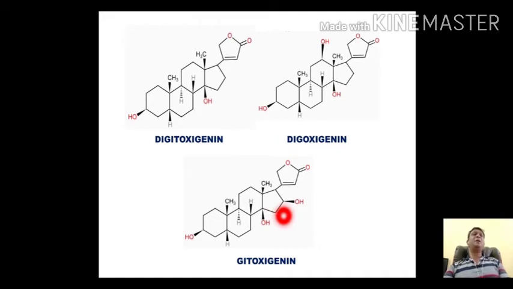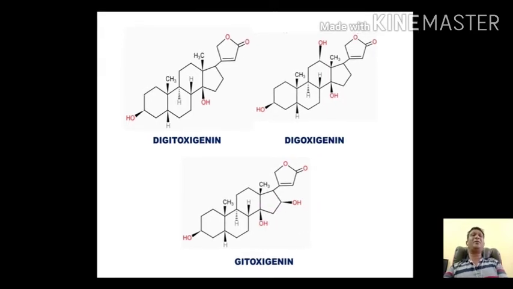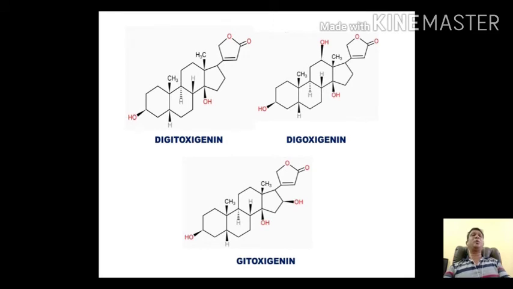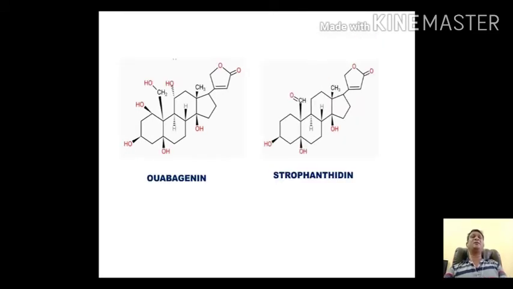Now likewise the case is with the next aglycone portion which is called as gitoxigenin. Now here in this case we have the hydroxyl group at C16 position beside the regular hydroxyl group at C3 and C14 position. So when the hydroxyl group is present at C16 position, we call it gitoxigenin. Now beside these three important aglycone portions, we have two more important examples.